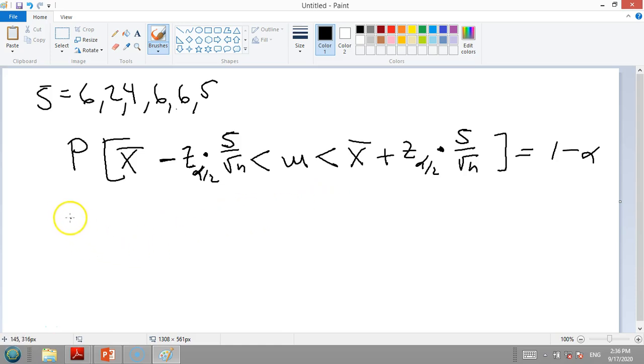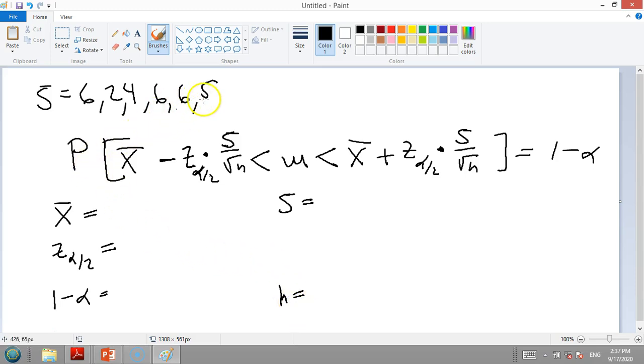And then I just write down what I know. What is x bar? What is Z alpha over 2? 1 minus alpha, this is very important. This is the confidence level that I need. What is S? I'll compute S here.